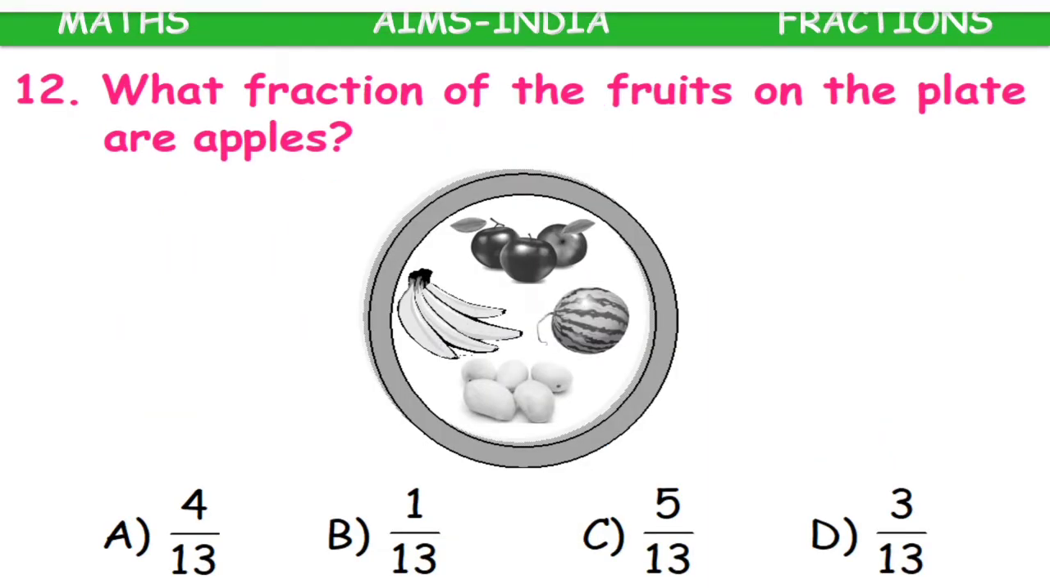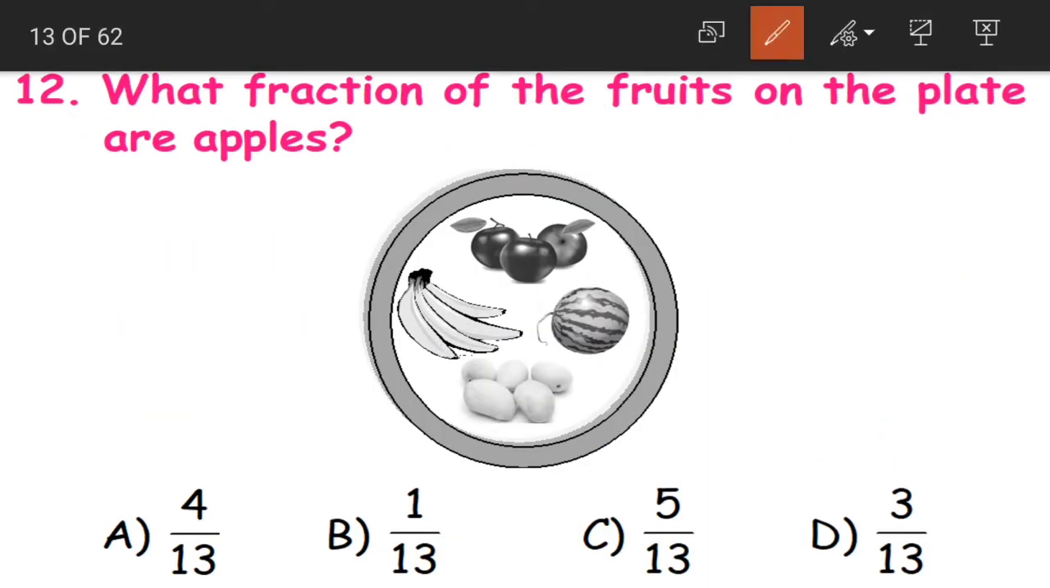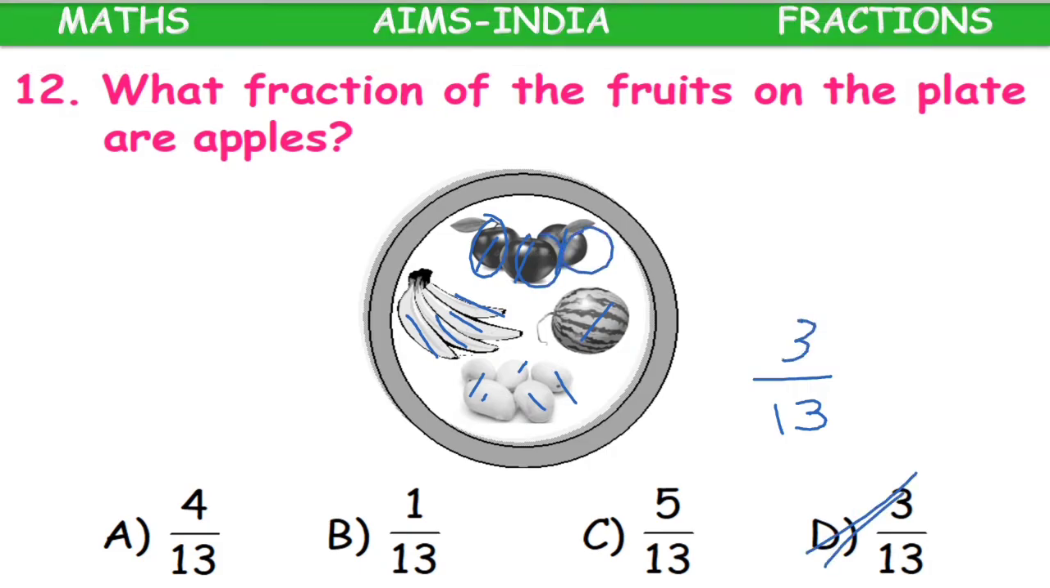Next, what fractions of the fruits on the plates are apples? First, let us count the total number of fruits. 1, 2, 3, 4, 5, 6, 7, 8, 9, 10, 11, 12, 13. And what are the number of apples we have? 1, 2, 3. So, 3 by 13 becomes our correct answer.